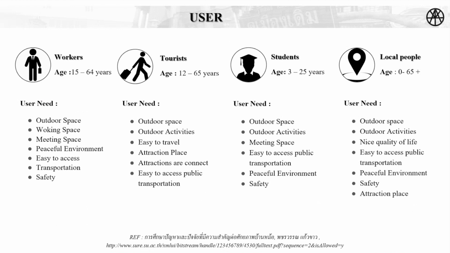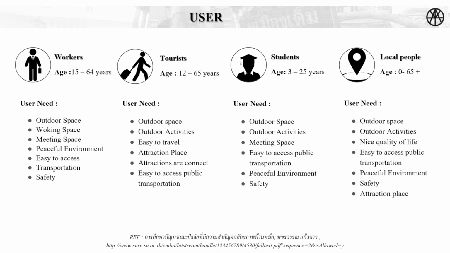So the first is the worker. The age is 15 to 64 years. This user needs outdoor space, working space, meeting space, and a peaceful environment, good transportation, and safe areas.